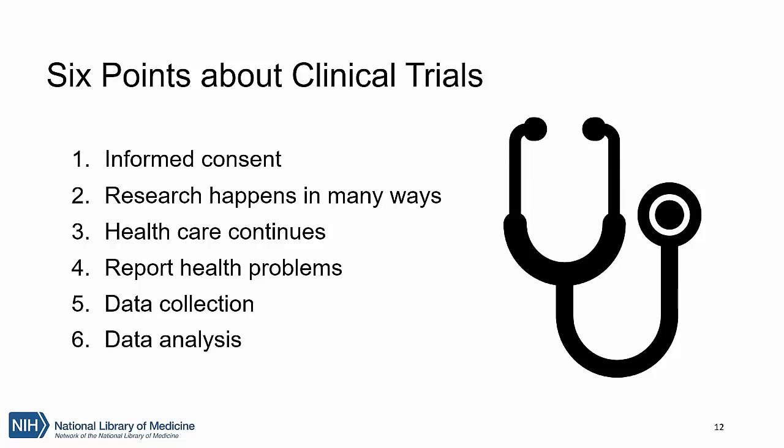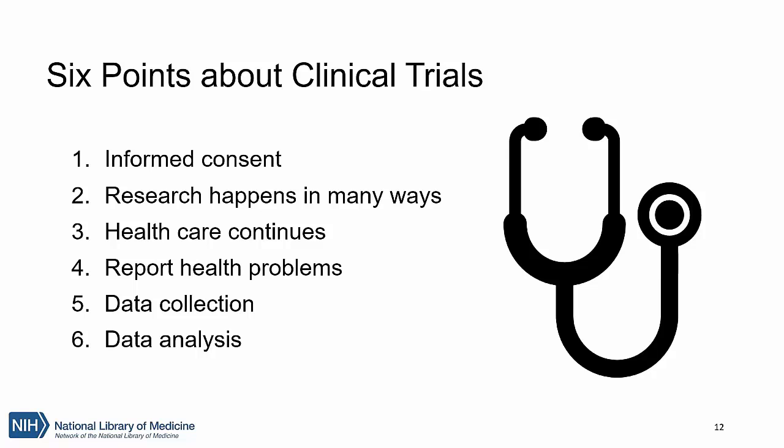Our fourth point is that research staff ask participants to report health problems to them right away. Researchers will work with participants and the participants' regular doctors to address any problems that come up. A group of experts may also oversee what is happening in the study. If they have a safety concern, they will contact the researchers right away. So if there is a serious health problem happening to participants in the study, the researchers may stop the study altogether.